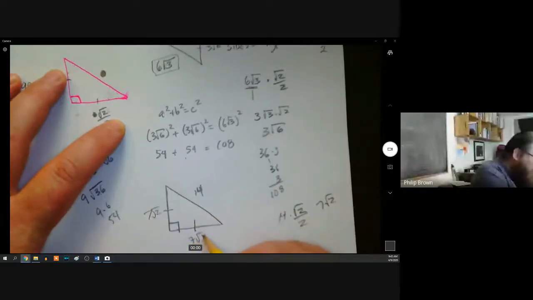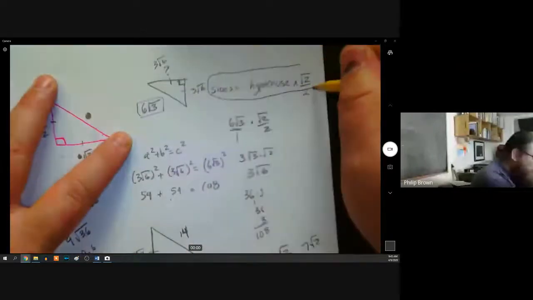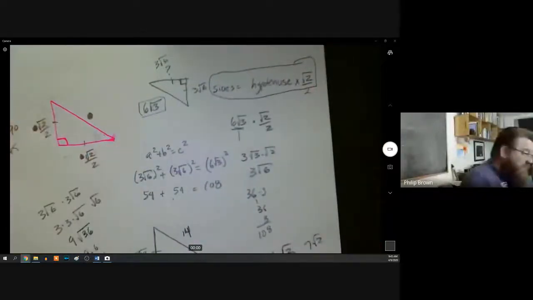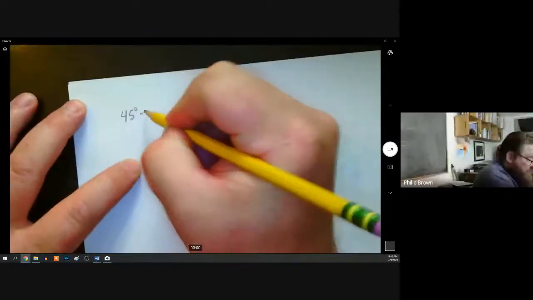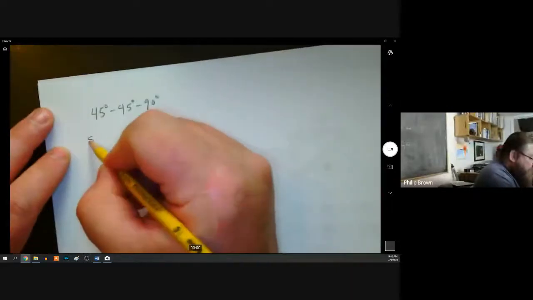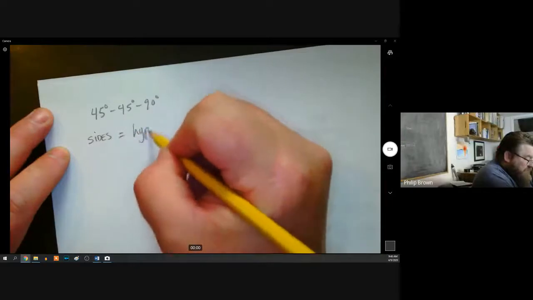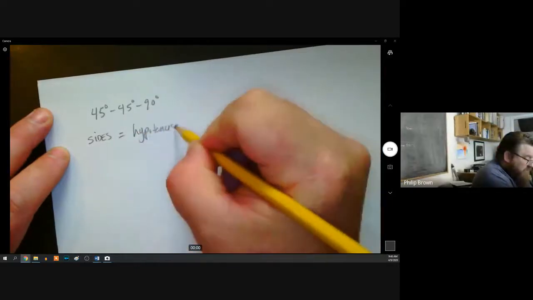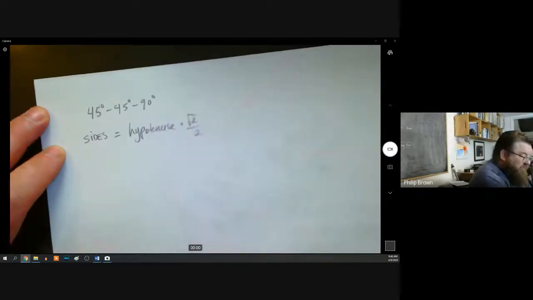Do you see? Here's the thing you have to know. That's the most important part right there. Here, watch, we're going to do this backwards. Here's what we have to know. For 45-45-90, the sides are equal to the hypotenuse times the square root of 2 over 2. Always and forever, amen.